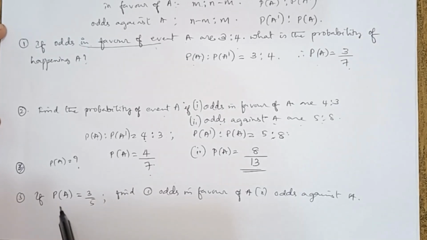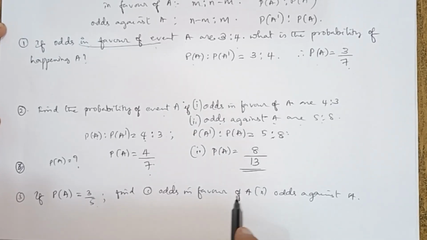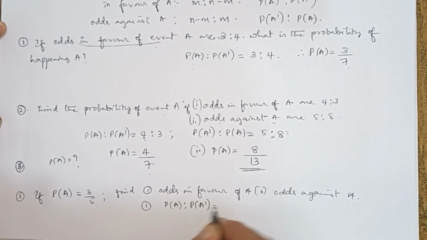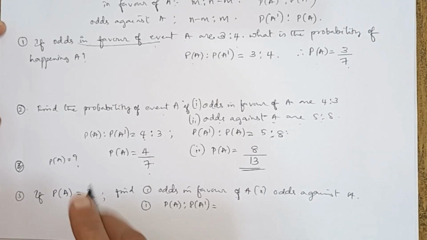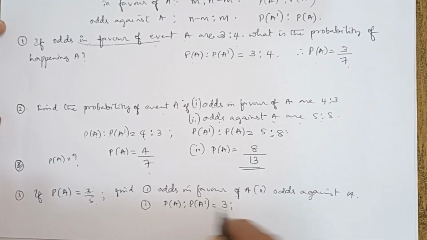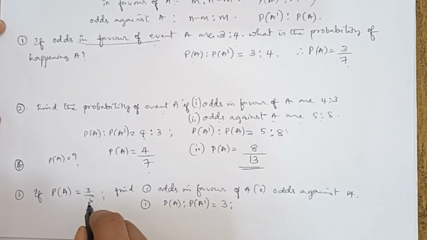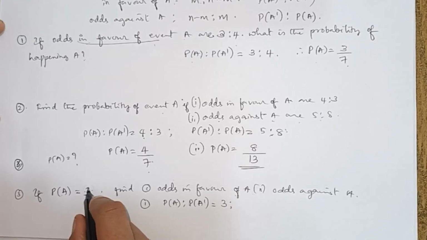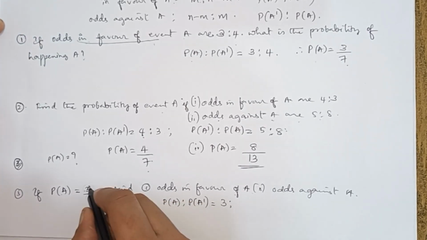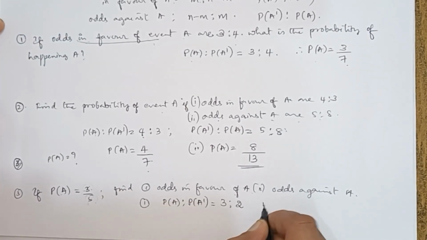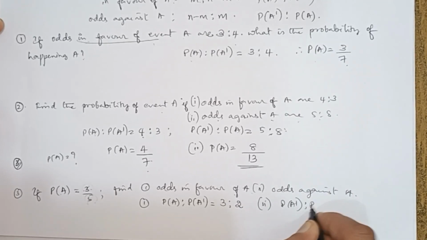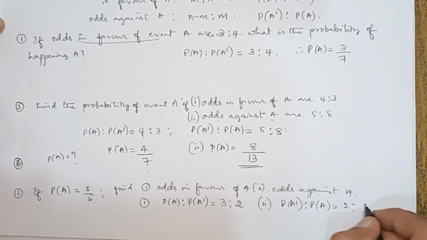One more problem. If P of A is 3 by 5, find the odds in favor of A. Odds in favor of A is P of A is to P of A dash. P of A is 3 by 5, so the number of outcomes favorable to A is 3, is to, what is P of A dash? Total outcomes are 5, out of which 3 are favorable to A, hence those not favorable to A are favorable to A dash. So 5 minus 3 gives you 2. Second one, odds against the event A means P of A dash is to P of A, which is, just reversing this, 2 is to 3.